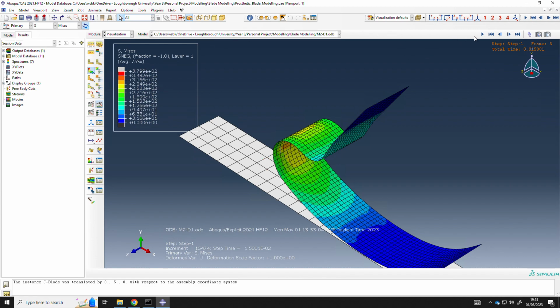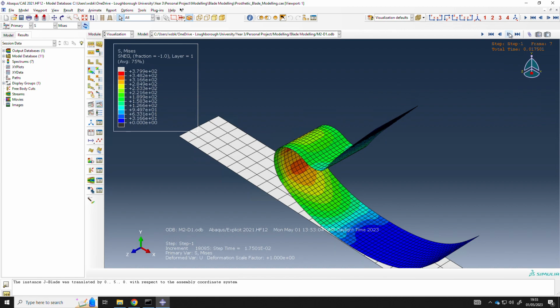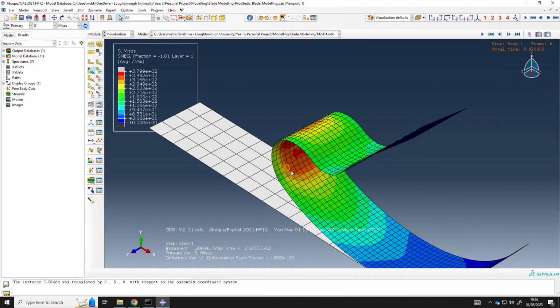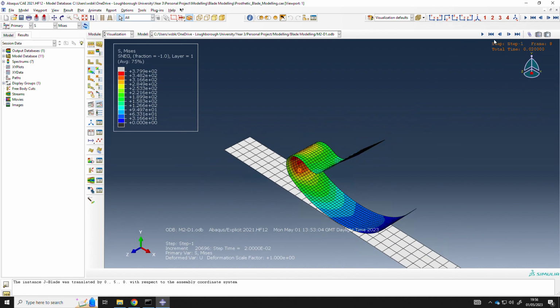In each frame, we can move it singly to identify where stress is high in the blade and at what point. Here we can see the maximum stress equated to roughly 3.5 von Mises times 10 to the 2. We can then see the blade continues and exits the foot strike.